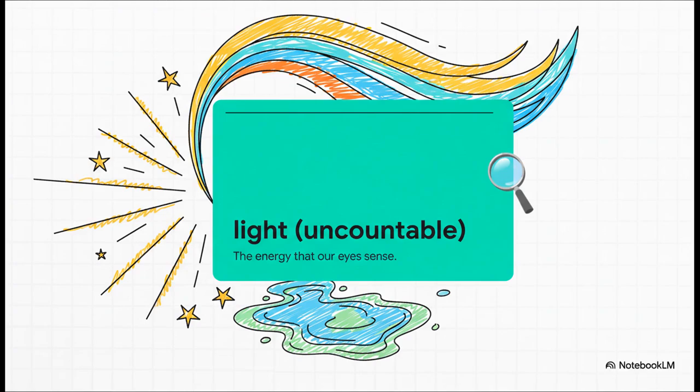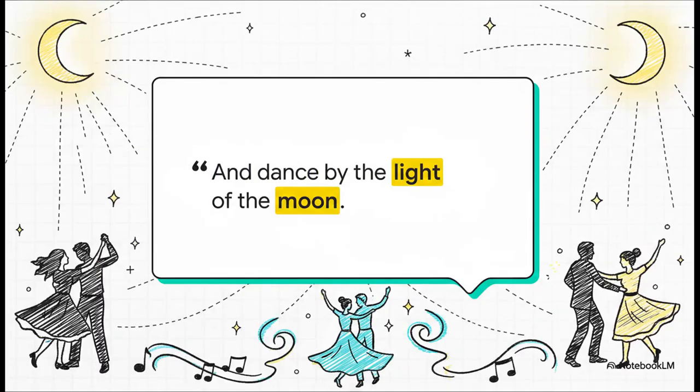Now here's where we hit our first layer of complexity. In its biggest, most scientific sense, light is what we call an uncountable noun. It's talking about the general energy, the concept itself. You can't have two lights in this sense, just like you can't have two waters. It's just light. You've probably heard this line from the old folk song, and it's a perfect example. You don't dance by a light of the moon, you dance by the light of the moon, that big ambient glow that's all around you.